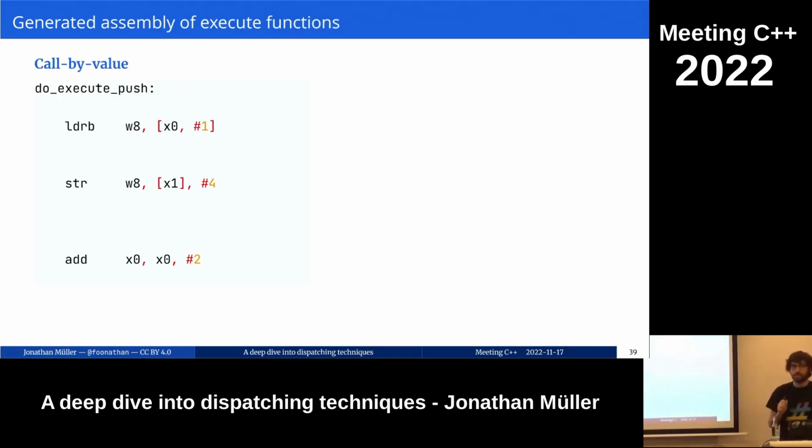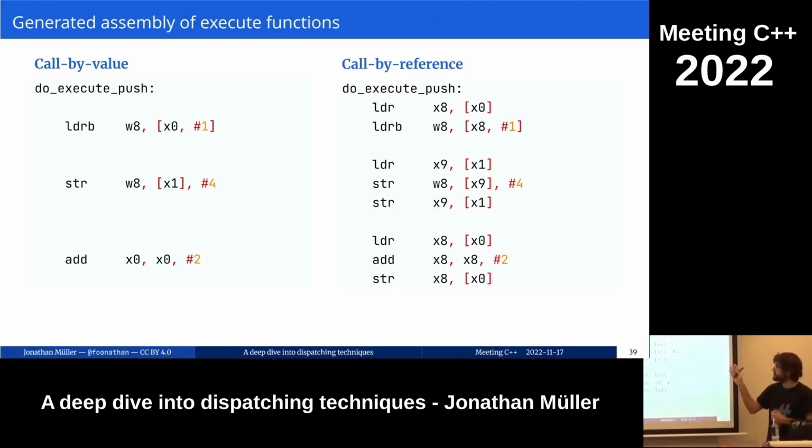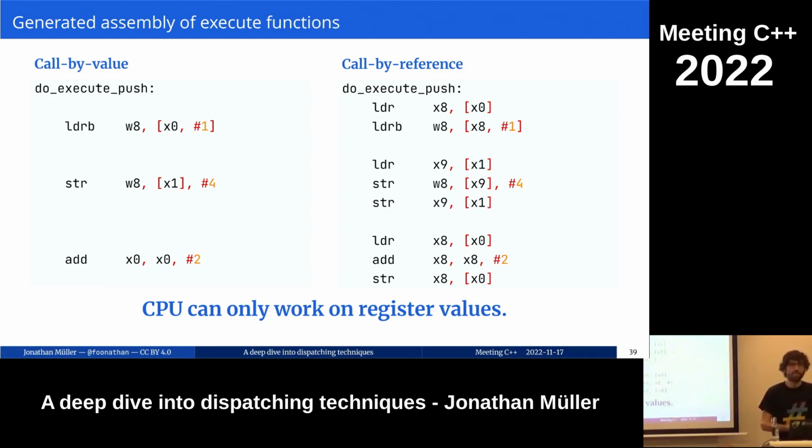This is the do execute push function if it were to take everything by value. Again, I've shown you the assembly code in the switch. We're loading, we're storing, we're adding. Quite simple. This is the same function if we are having call by reference. Now we don't get the arguments as arguments, but as pointers to the arguments. So before we can load the next byte, we first need to load the location where the vstack pointer is stored. And then we can load the actual byte. And before we store it, we first need to load the vstack pointer, and then we can write into it, and then we can store the new one back into the vstack pointer. So we've got this extra indirection in here because the CPU can only work on register values. So we repeatedly need to reload them from memory, which is slow.